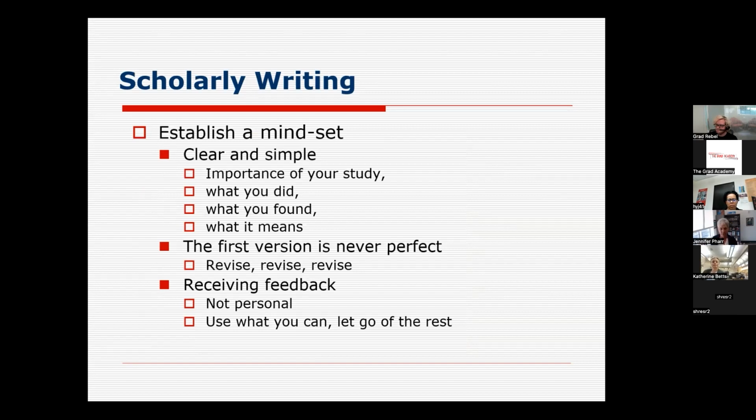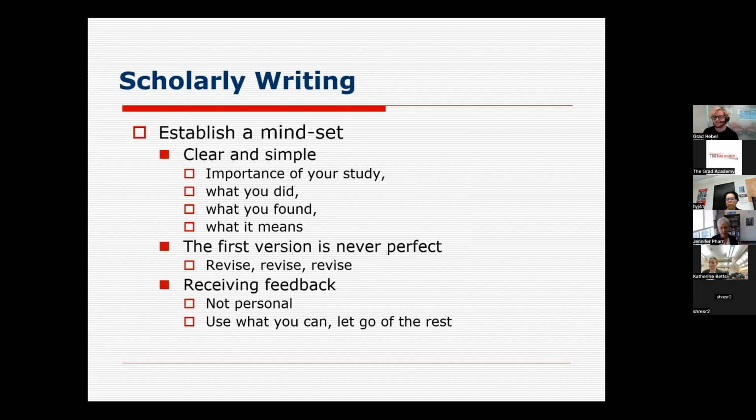So, some tips and tricks for our scholarly writing process. First, it's important that we establish our mindset. We want to keep in mind that writing needs to be clear and simple. So you need to think about: why is my study important? What did I do? What did I find? And what does it mean? That's the clear, simple mindset, and those are the questions we need to ask ourselves whenever we begin the writing process. We also need to have the mindset that the first version is never perfect. In writing, we end up revising.